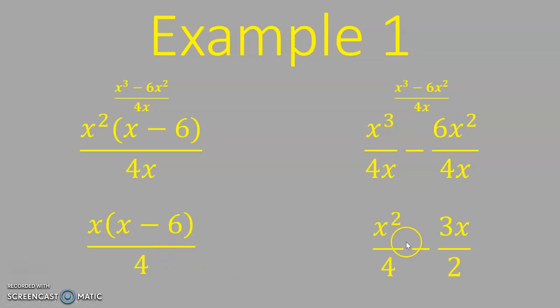So these two answers are equivalent. They don't look alike, but they are the same. If you were to doctor this up, you can make it look like that. And we could work on this to make it look like that. They are the same answer. So that's simplifying rational expressions.